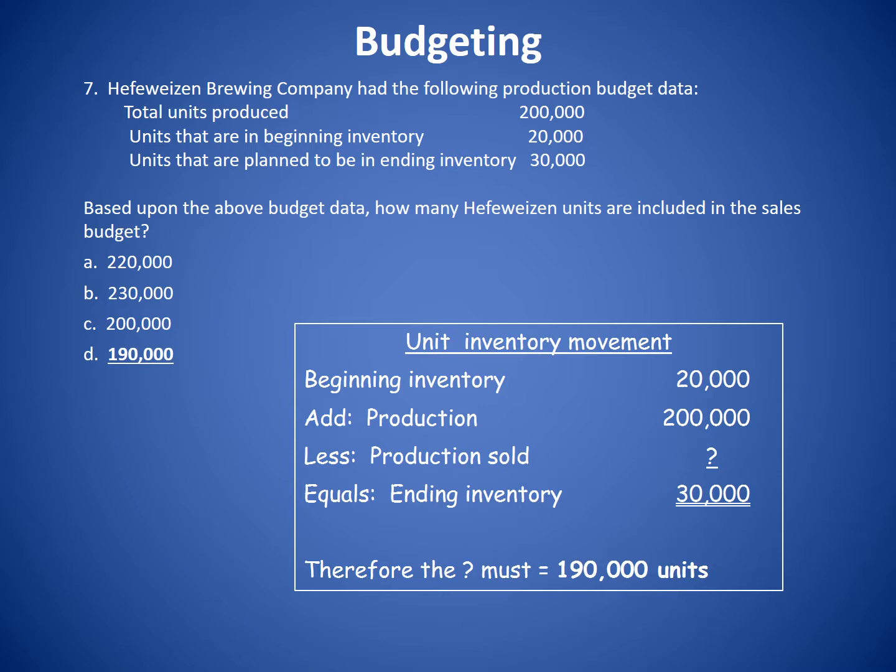Number 7, it's an inventory computation. The answer, by the way, for number 7 is D, 190,000 units. So we compute the inventory movement, and it's a classical inventory formula. We start out with our beginning inventory of 20,000 units. To that, we add our scheduled production, which is 200,000. What we don't know is how many units we sold. That's the question we're going to have to answer, but in the end, that equals 30,000 units. So it's a matter of some very simple algebra, in effect solving for X, or the question mark. And the answer in this case has to be 190,000 units.